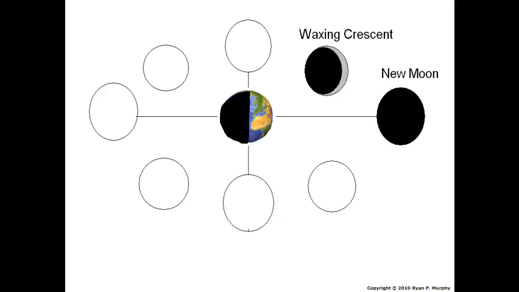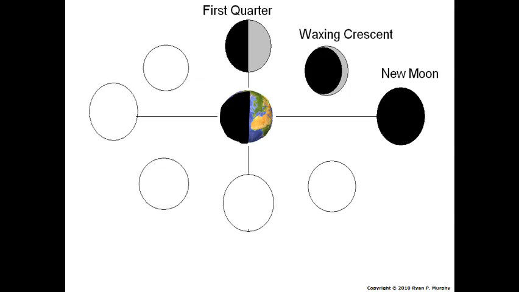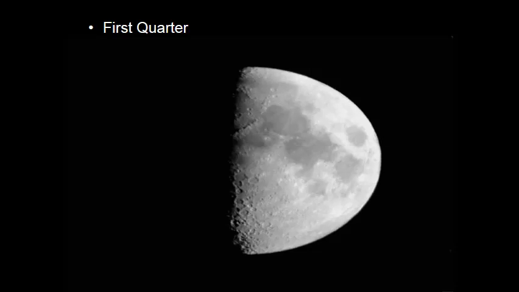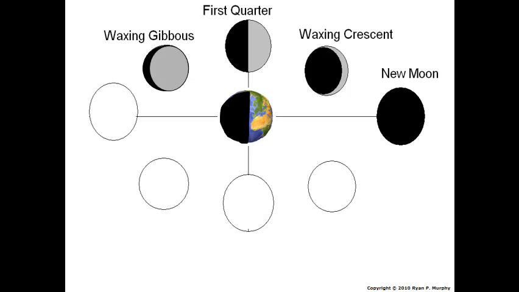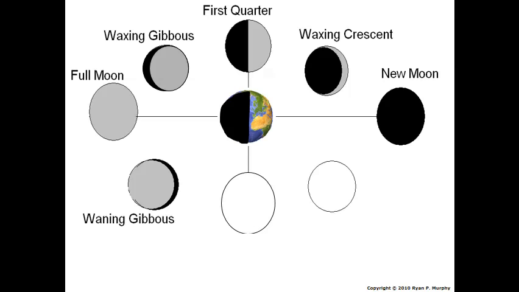Anyway, so we have our waxing crescent. Waxing crescent looks like that. We have the first quarter. First quarter looks like that. We have a waxing gibbous, getting bigger, and it is now bigger than half. Looks like that. We have a full moon, which looks like that. We have a waning gibbous, so now it's getting smaller.